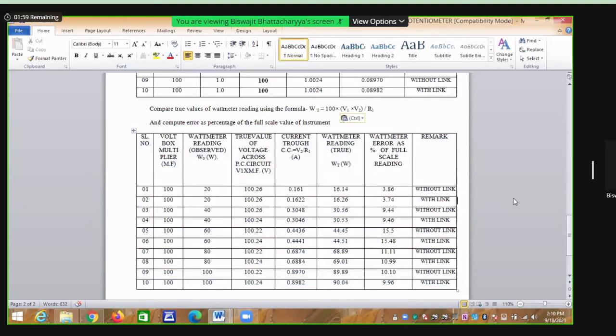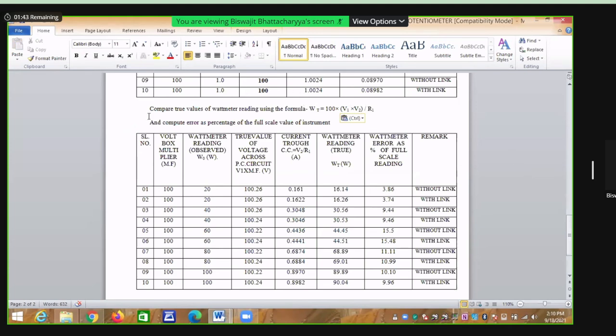It is the table you have not done in the laboratory. You are supposed to do it at your home, so you are doing it later. So that will come in the experimental report. And the formula you use, you have to write it here.